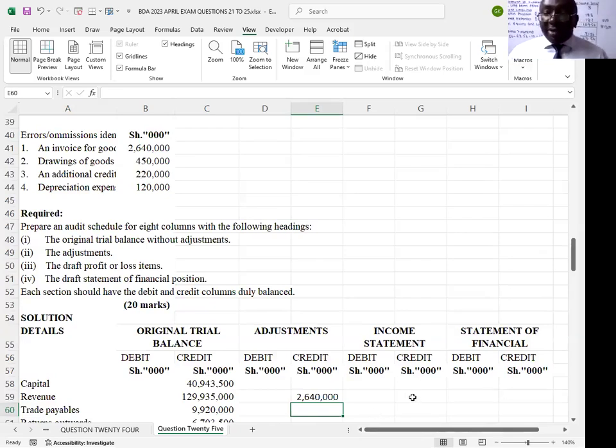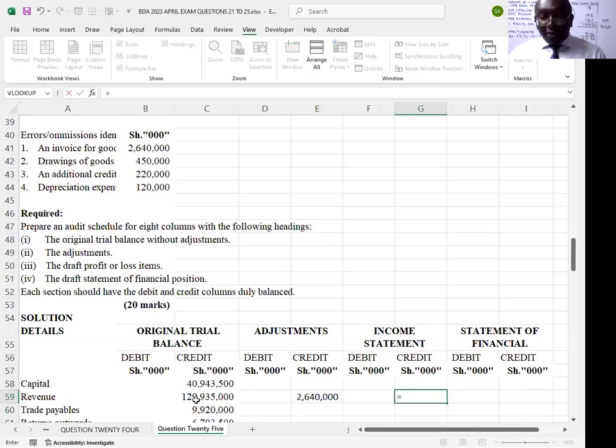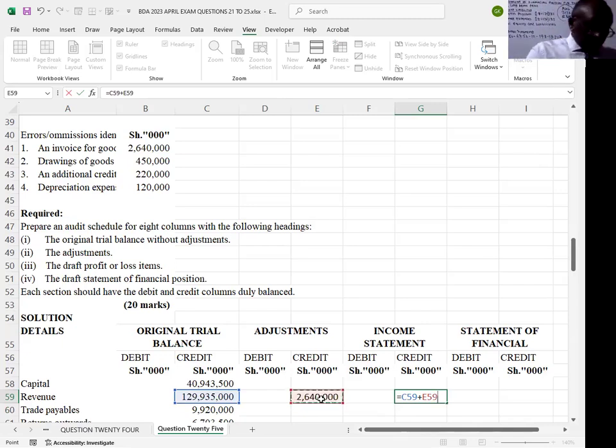Then I come and bring them to the income statement, the new sales. The new sales will be this 129 plus this one. The new sales. So get that as I take 1 or 2 minutes to mark the register.